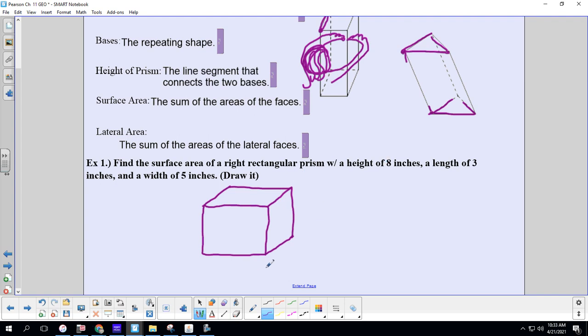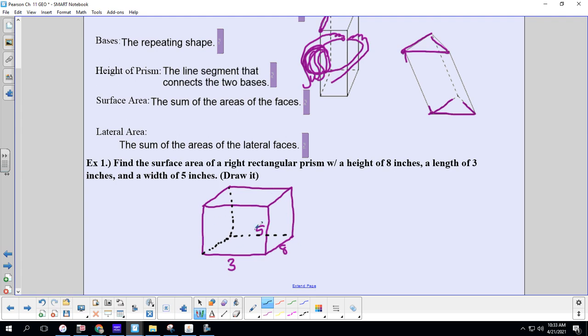And then let's put this guy here. A height of 8 inches, a length of 3 inches, and a width of 5. Length times width times height. So I want to put the 8 here. Okay, find the surface area. So I'm going to put in some ghost lines here. Technically, in drawing terms, they're called hidden lines. I'm going to put them in so we can see the shapes we need to find the area of.